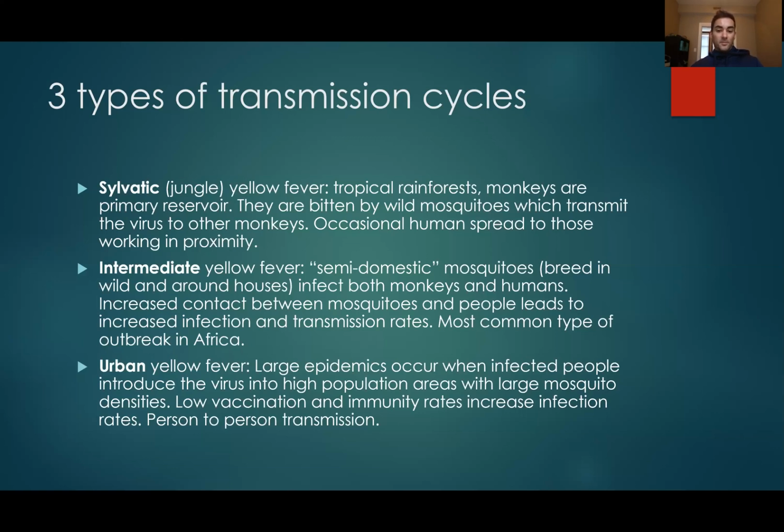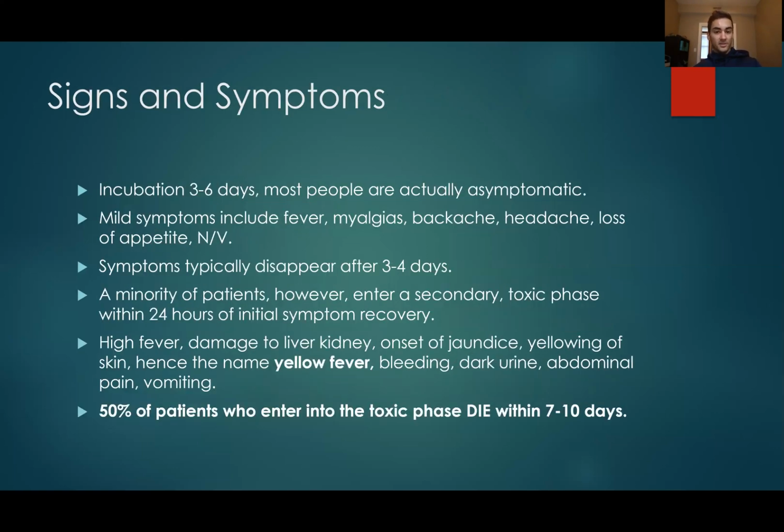And then the last type of transmission cycle is called the urban yellow fever transmission cycle. It's where large epidemics occur when infected people introduce the virus into high population areas where large mosquito densities exist. Another thing that makes this worse is that we see low vaccination and immunity rates amongst these areas, and that causes an increased infection and thus transmission rate. This is a main person-to-person mode of transmission. So we'll talk next about the signs and symptoms.